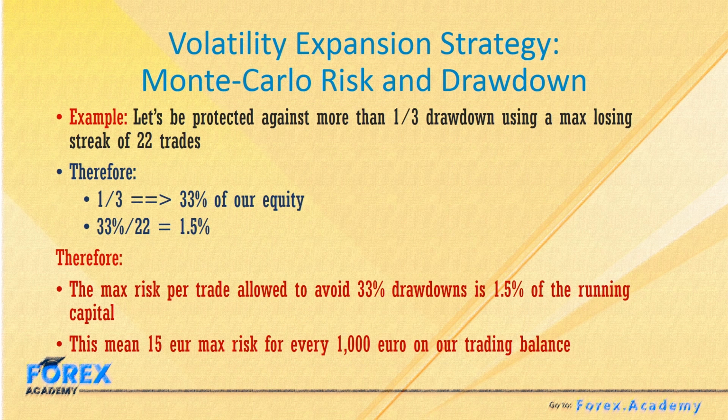If we want to protect our equity from a 33% drawdown, that is 1/3 of our total equity, we divide 33 by 22, and this is 1.5%. So that 1.5% is the maximum risk per trade allowed if we want to avoid 33% drawdowns. This means we cannot trade with more than 15 euros risk for every 1,000 euro on our trading balance. So, for instance, if we have 10,000 euro in our account and the risk on a trade is 50 euro, we cannot trade more than 3 lots.